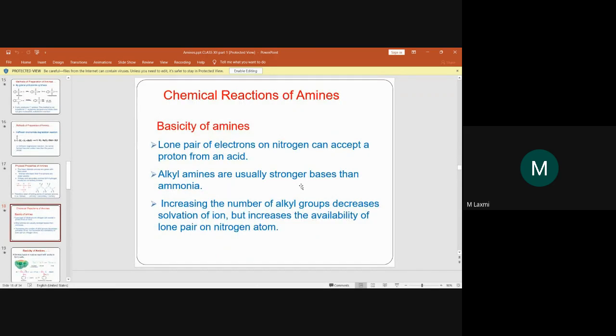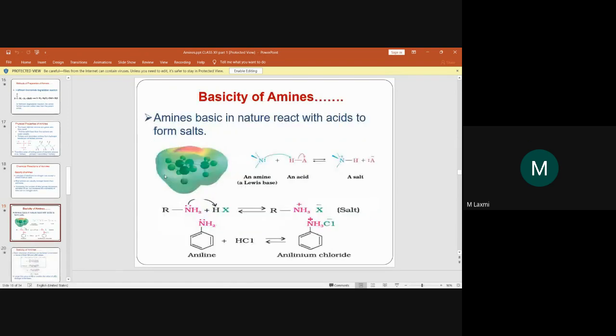Then, under the chemical reactions, we have the first reaction as basicity. Alkyl amines are stronger bases than ammonia. Why? Because you have an alkyl group, which is electron releasing in nature. Aryl amines are weaker bases than ammonia. Why? Because the aromatic group is electron withdrawing in nature. So because of this, aliphatic amines are stronger bases while aromatic amines are weaker bases than ammonia.